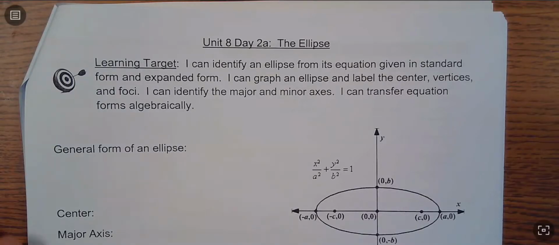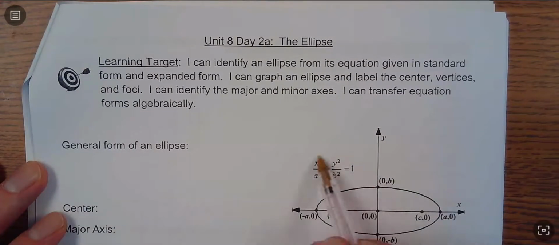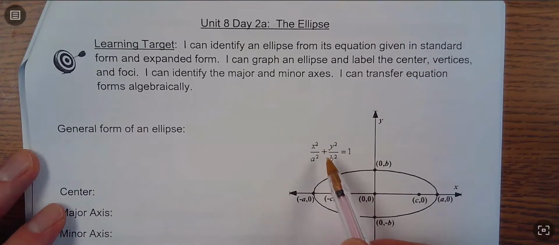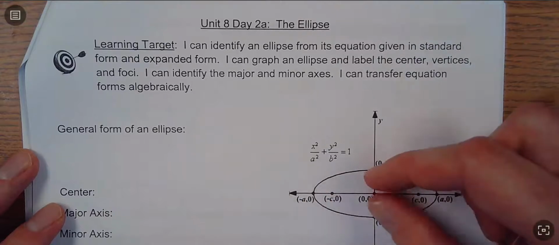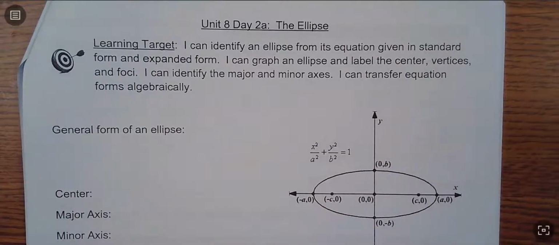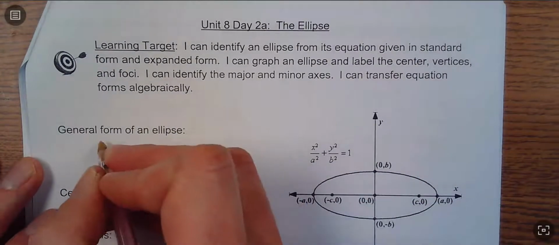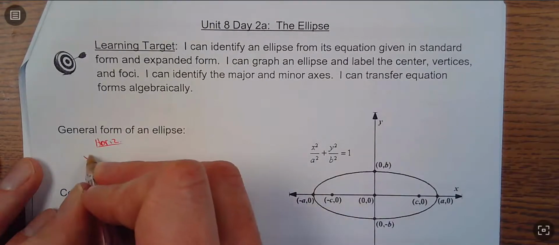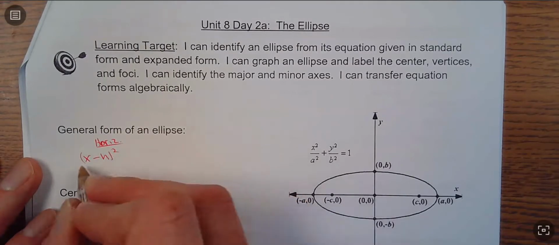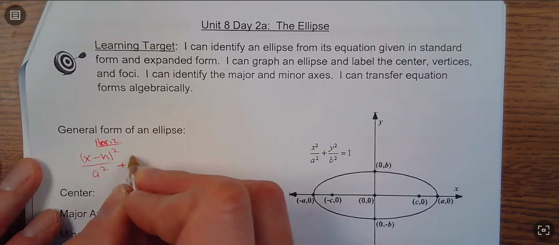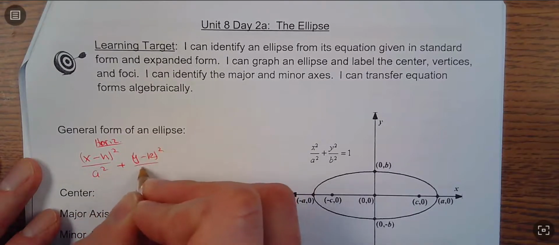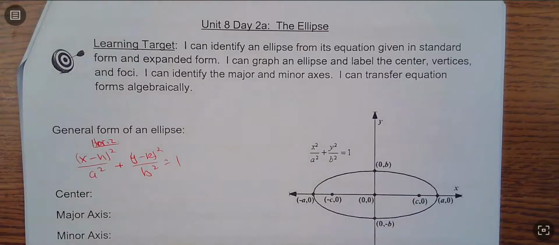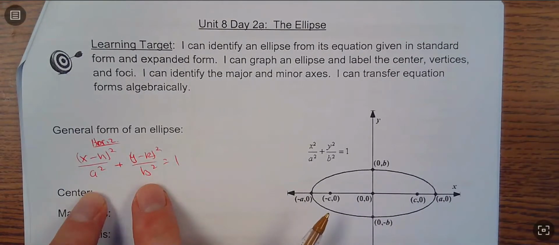So on this one, this is the general form if it's centered at the origin and it's wider than it is long. That's kind of the difference between these. If it's wider, we'll call that a horizontal. It'll be (x minus h) squared over a squared plus (y minus k) squared over b squared equals 1. It's always equal to 1, where a is always the bigger number of the two.